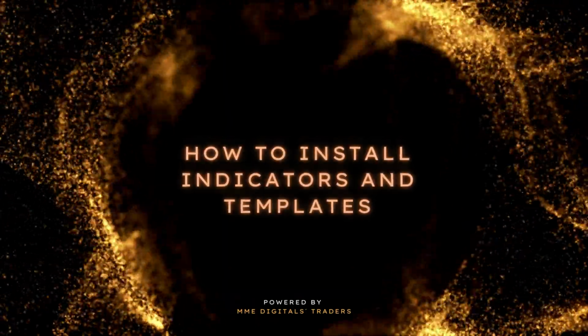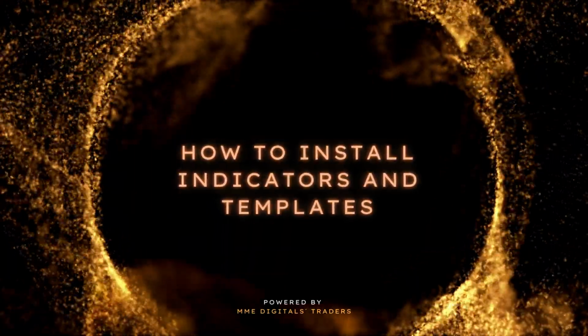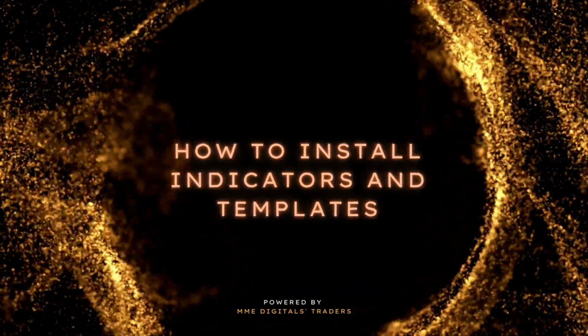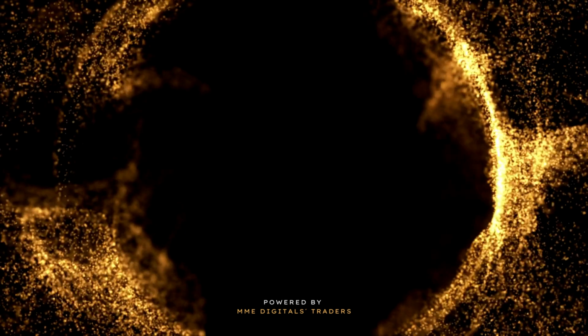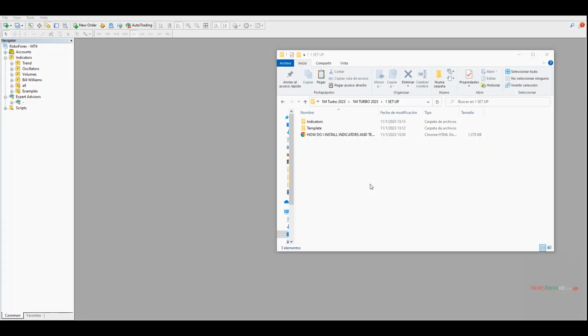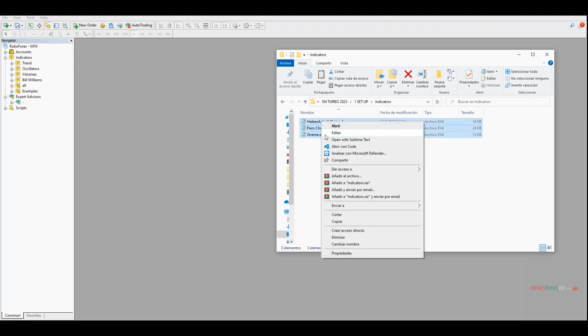How to install indicators and templates in your MetaTrader 4 platform. First, navigate to the directory where the indicators and templates you wish to install are located. Then, open the indicators folder and select the desired files. Right-click on the selected files and choose Copy.